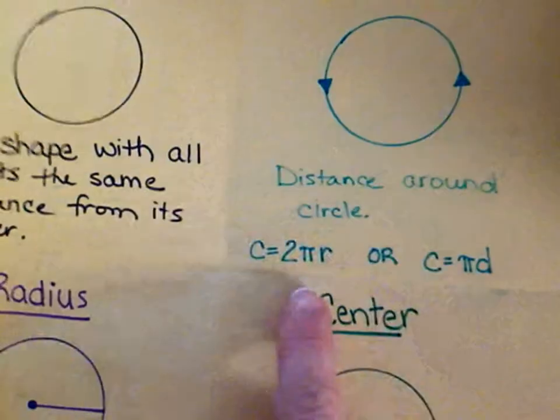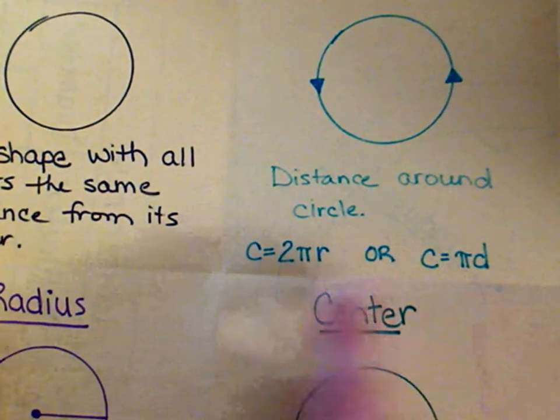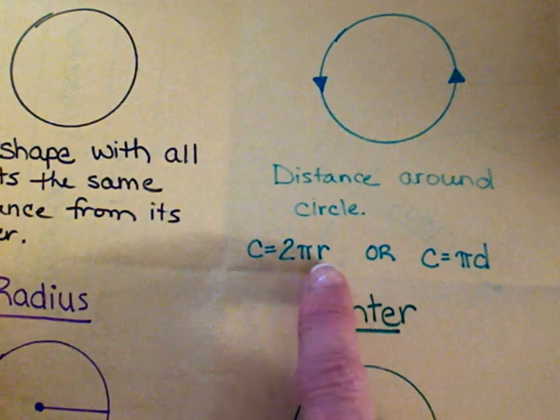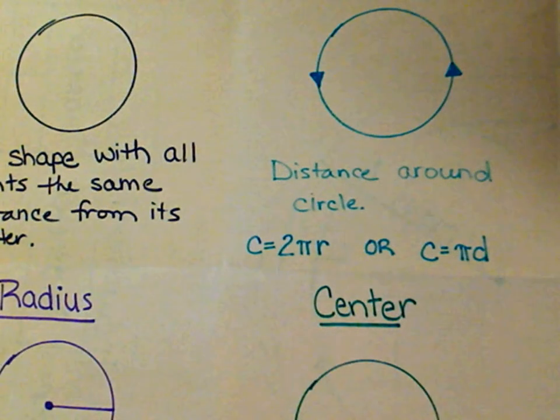On the next video, we'll talk more about those formulas that I showed you on your star chart, how to use them, when to use them, and how to find for circumference, how to find for radius, how to find for diameter.